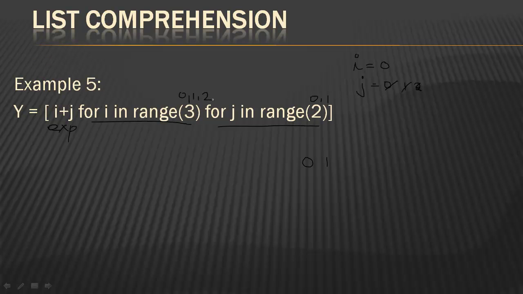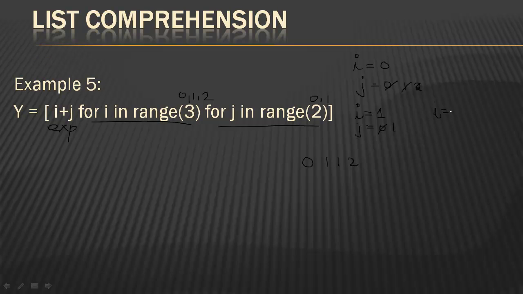When you're done with the inner loop, don't you go back and update the outer loop? Yes. So now the outer loop, which was 0, becomes 1. You get into the inner loop, j. j again becomes 0, so i plus j gives me 1. Then j becomes 1, so i plus j gives me 2. I'm done with the inner loop. I go back to update the outer loop.